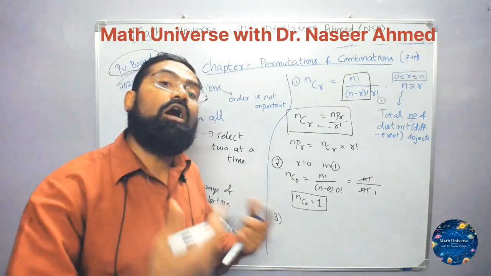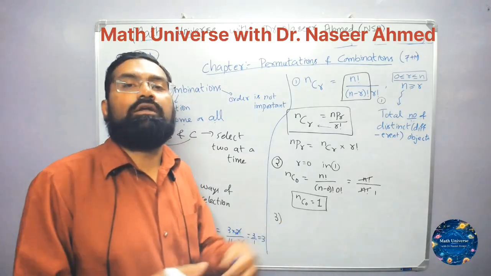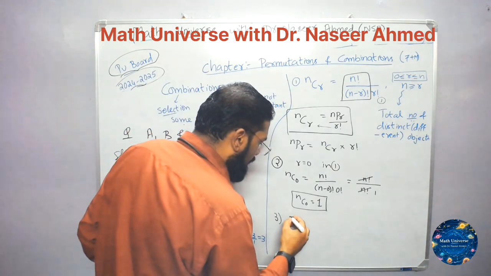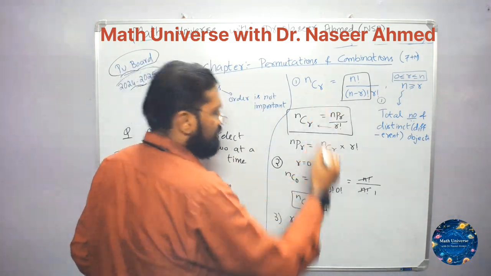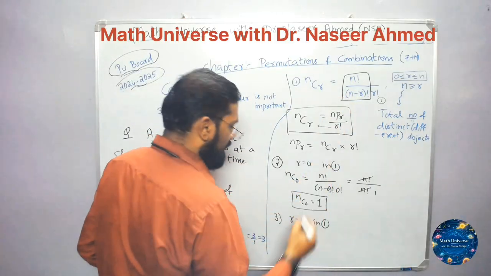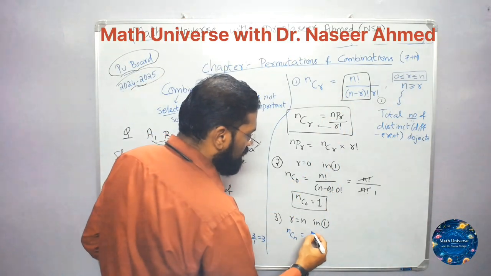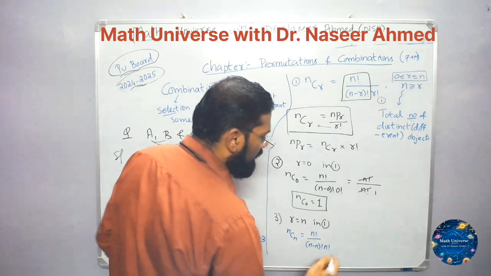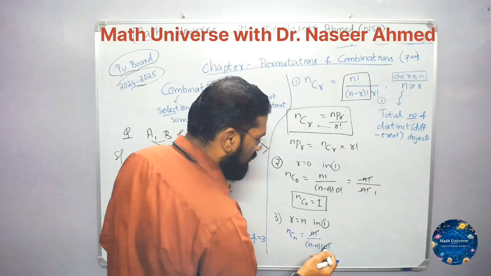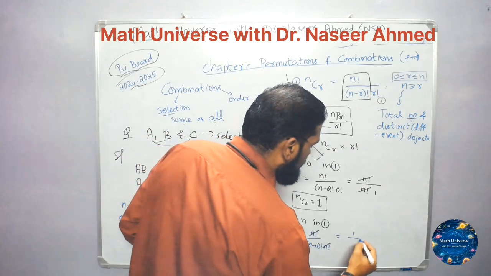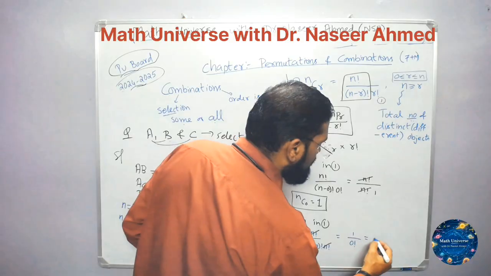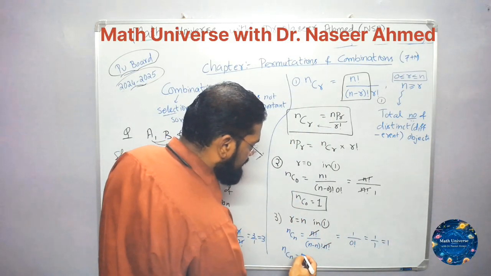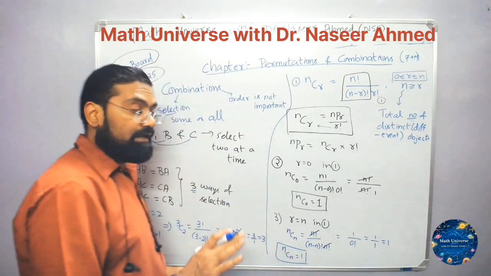Now, let us suppose I want to select all the objects. I've got 100 objects and I want to select all. In how many ways can I do it? One way: take all, select all. So r is equal to n. Put here. Substituting, I get nCn is equal to n factorial divided by (n minus n) factorial into n factorial. n factorial gets cancelled. What is remaining is 1 divided by (n minus n) which is 0 factorial. 0 factorial is 1. 1 by 1 is 1. Therefore, nCn is 1. This is also a standard result to remember.